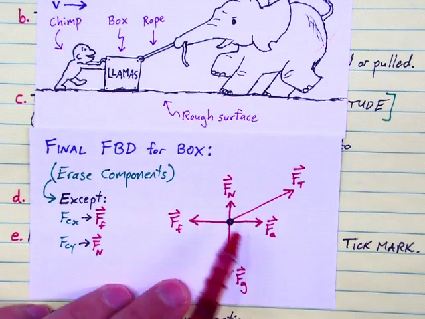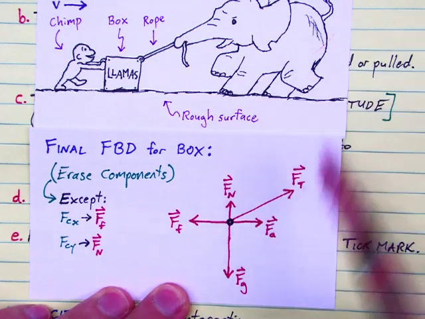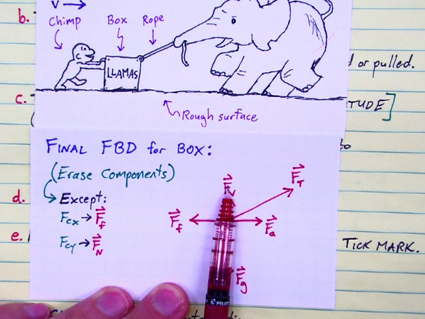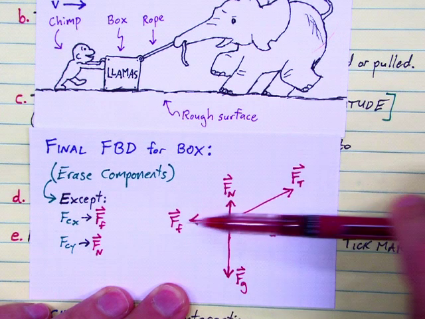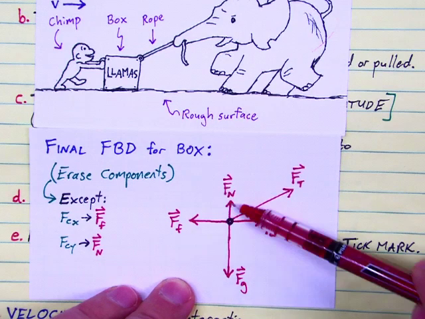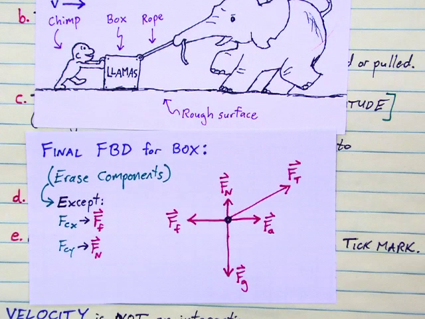There's the tension, there's the force from the chimp, here's gravity pulling down, here's what we call the normal force, the contact force from the surface pointing perpendicular to the surface, and here's the force of friction, part of the contact force of the surface, parallel to the surface. These are really just two components of the contact force, but we always draw them as two separate forces of their own.